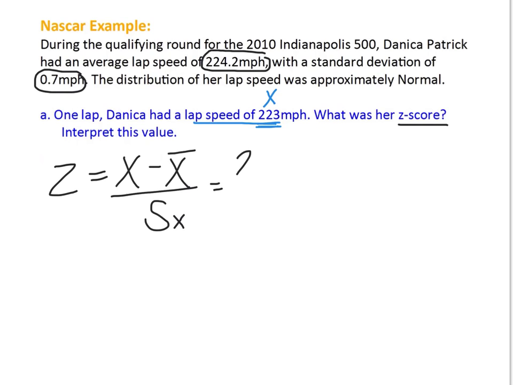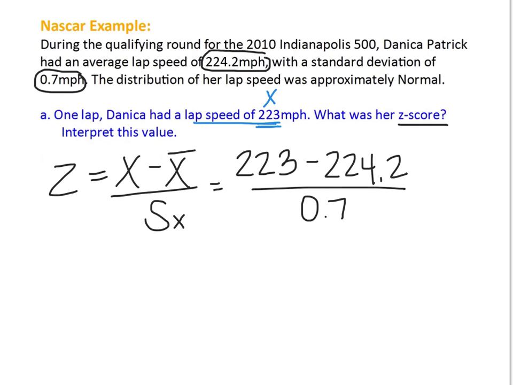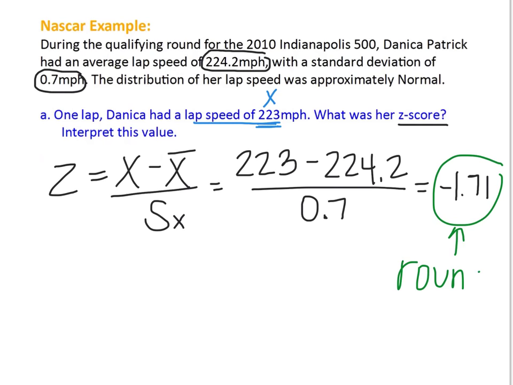Well, x is 223, that was her lap speed, minus the mean of 224.2 over the standard deviation of 0.7. That gives me a z-score of negative 1.71. With z-scores, we always round 2 decimal places. I'm going to make a little note. You should make a note. Z-scores, we always round 2 decimal places.